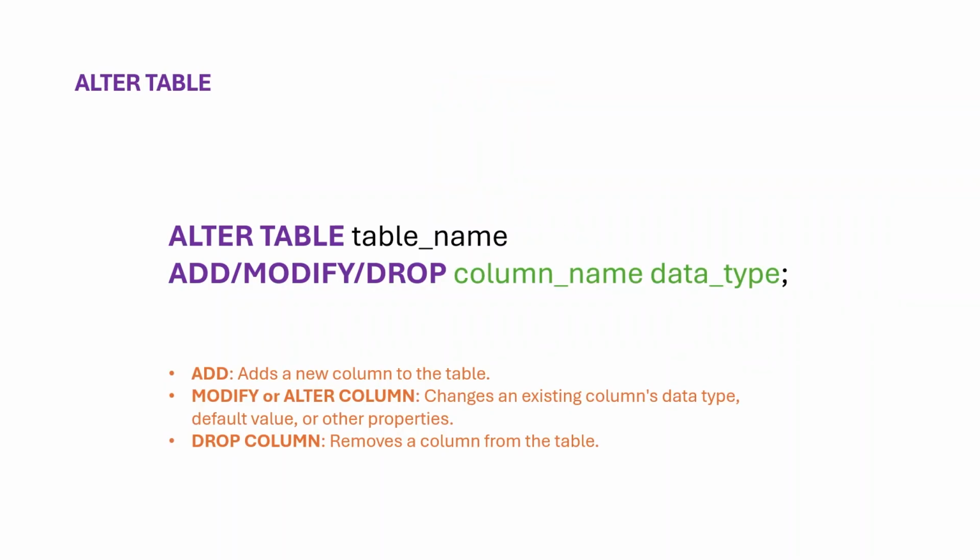We use the keyword ALTER followed by TABLE, and then we define which table we want to make changes to, and then we are given three options. Either we can write ADD, MODIFY or DROP depending upon our needs, and then we write the column name and the data type. Now what does ADD do? If you use the ADD keyword, you can add a new column to the table. If you use MODIFY or ALTER COLUMN, you can make changes to the column's data type, default values and other properties. And if you DROP the column, that column will be removed from the table entirely.